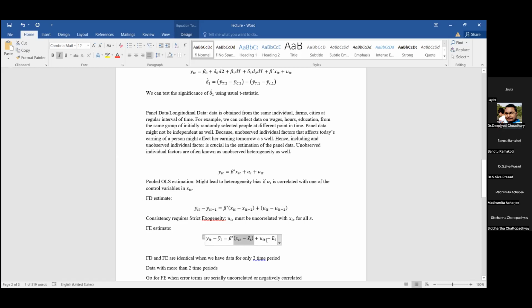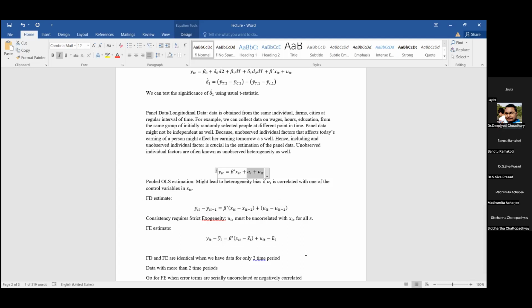But if my time period is more than 2, and I have a panel, I cannot do pooled estimation, because if I do, the error term alpha_i and this X_it, suppose my education and alpha_i, my ability, can be correlated. So pooled estimation is not possible. I have to eliminate this alpha_i for my estimation. How do I do that? I can take a first difference, or I can do this kind of operation over here. In both cases, alpha_i is removed. And if my error terms are uncorrelated with the control variables, I have a consistent estimate. Both FD and FE are consistent. FD is identical with FE if I have two time period data.